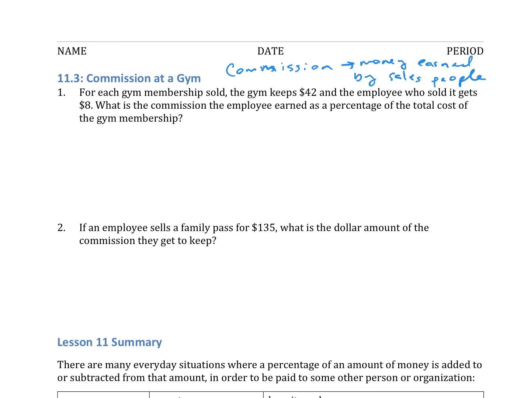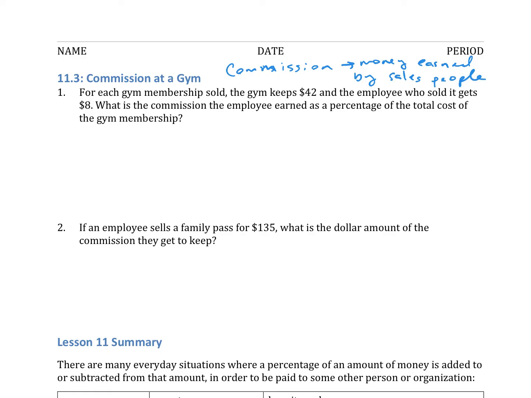There's other places that do commissions as well. Some retail stores do it. I think Best Buy does it sometimes. There's also, for example, in this case, we're talking about gym memberships. So sometimes people who sell gym memberships get a commission off of that. So just so you know, commission means money earned. So the people are earning this amount of money.